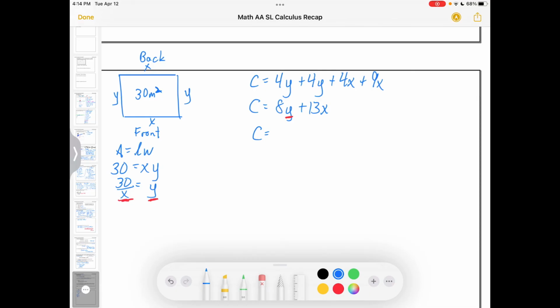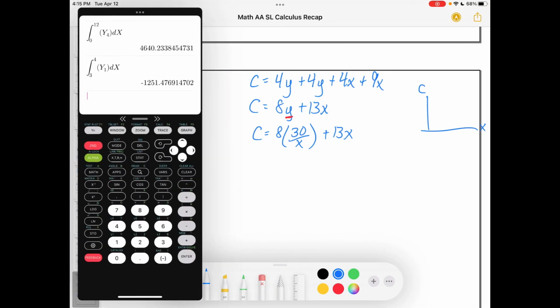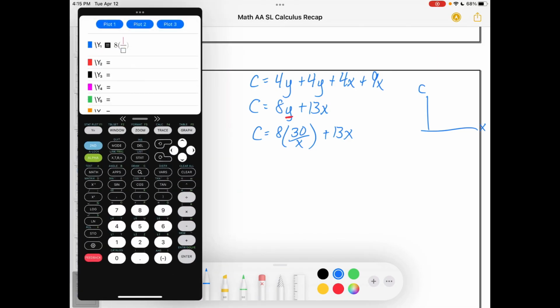Okay, so I get 8 times 30 over x plus 13x. And that would allow me to create an equation that graphs cost against x, where x is the width of the front. If this is a paper 2 question, that's all you need. If it were me, I would not even bother multiplying the 8 by the 30 for a paper 2. I'd just go 8 times 30 over x plus 13x.